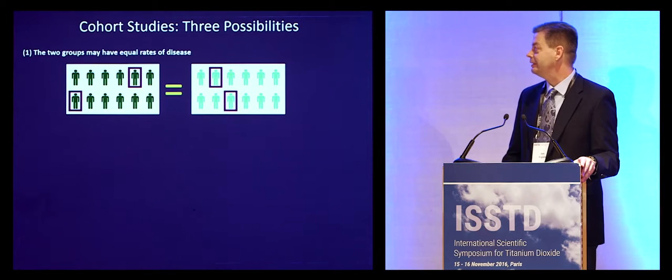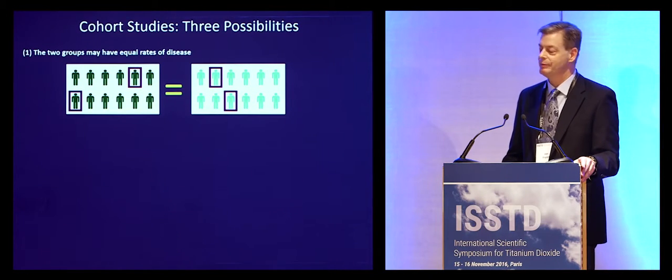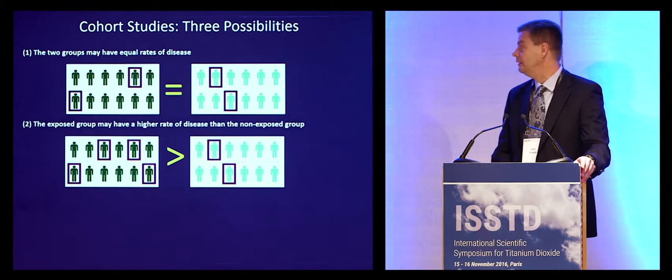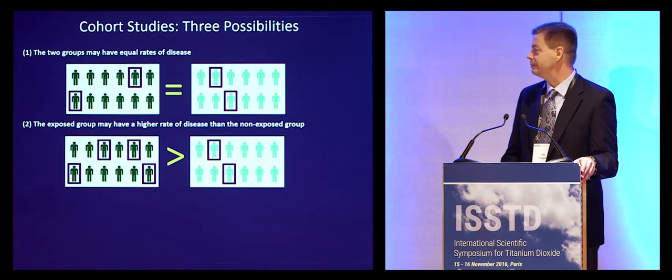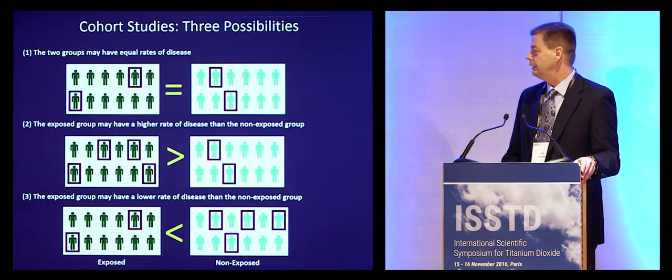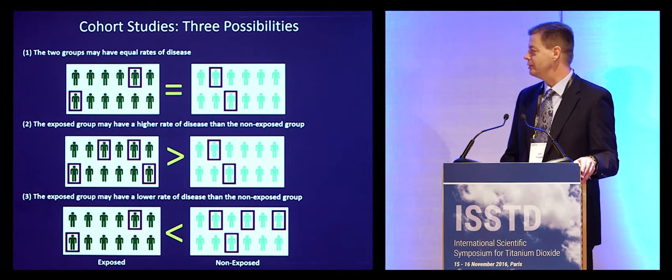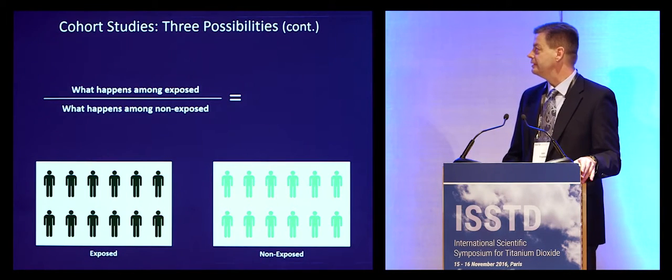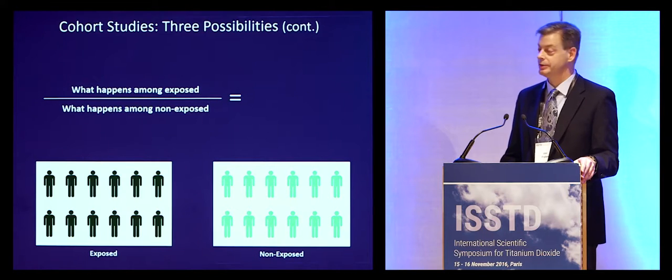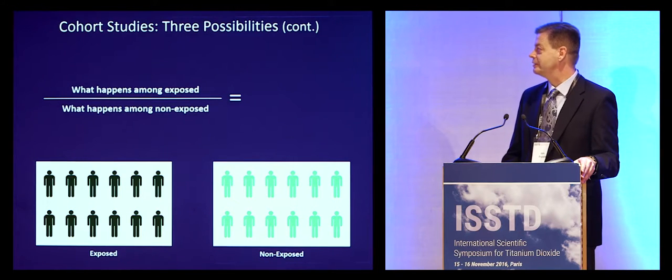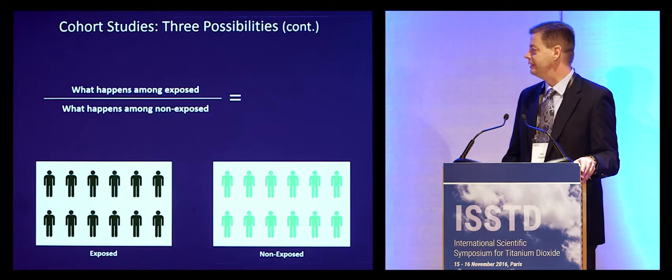So there are three possibilities. Both groups could have the same amount of disease. One group, in this example the exposed group, could have more disease than the non-exposed group. And in this example, the unexposed group could have more disease than the exposed group. So this is how you calculate the measure. Basically, it's just a ratio of what happens among the exposed versus what happens among the non-exposed.